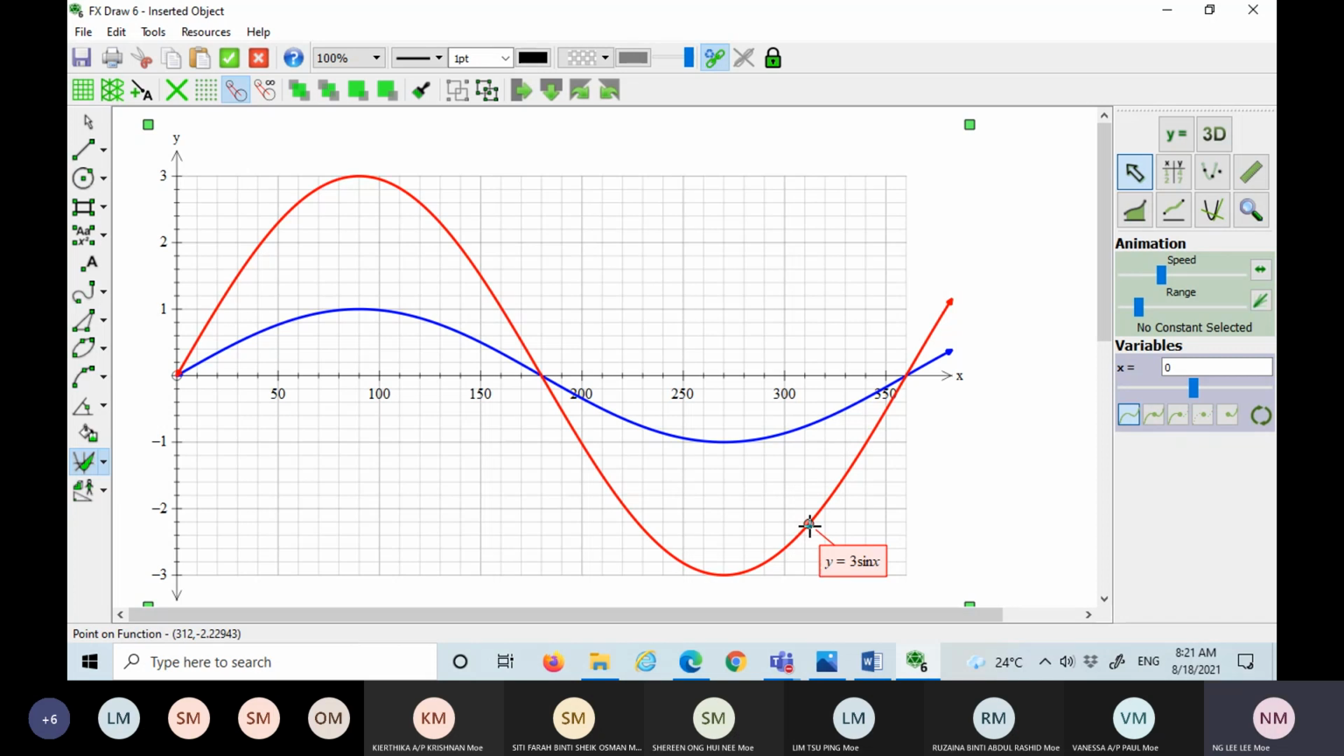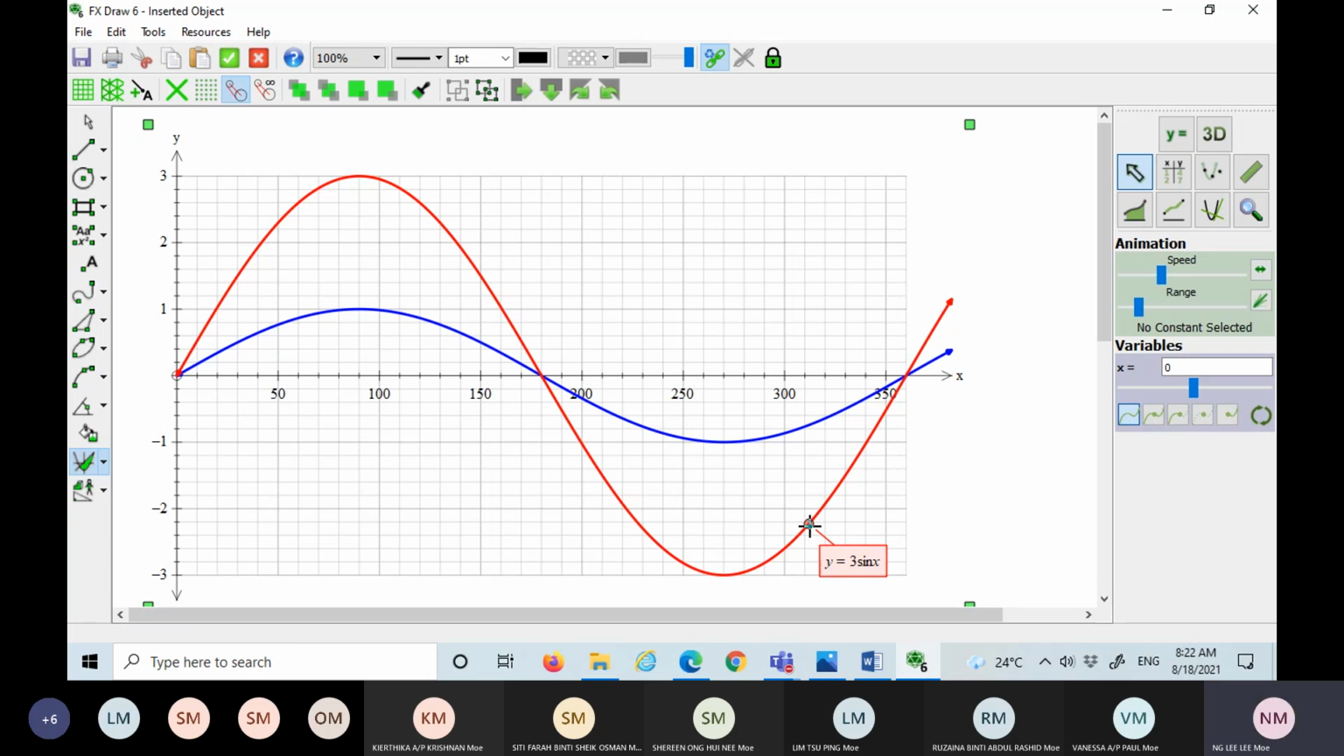So the maximum of the graph, from 1 it becomes 3. Then the minimum, the same thing, from -1 it becomes -3. If we are saying y equals a sine bx plus c, here the a is 3. So please pay attention: if you adjust the a, what kind of effect will it bring to the graph?